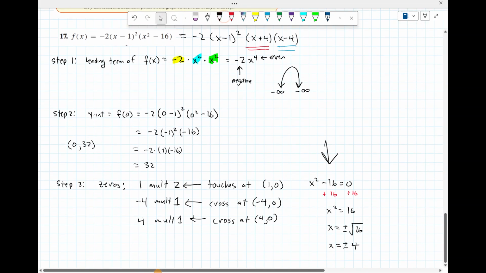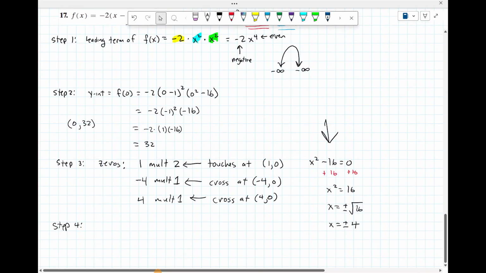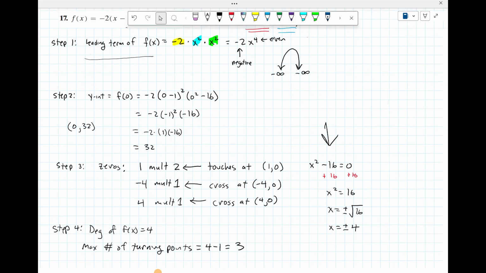Step 4 says to find the maximum number of turning points in the graph. Looking again at my leading term of f of x from part 1, I know that the degree of f of x will be the degree of the leading term, which is 4, which means that the max number of turning points will be equal to 4 minus 1, which is 3. The maximum number of turning points of the graph of a polynomial is always one less than the degree.